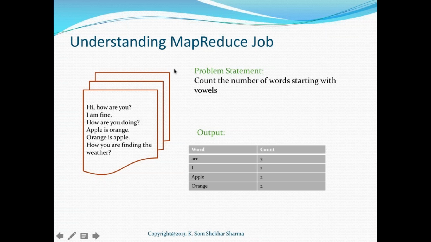So let us say that I give you a very simple statement: I'll give you a file, and what I ask you to do is count the number of words which start with a vowel, which basically means that the output should be all the words that are starting with vowels, your A, E, I, O, U. So these are your vowels. I want you to get all the words which are starting with vowels and how many times they have appeared. That's what I want to do.